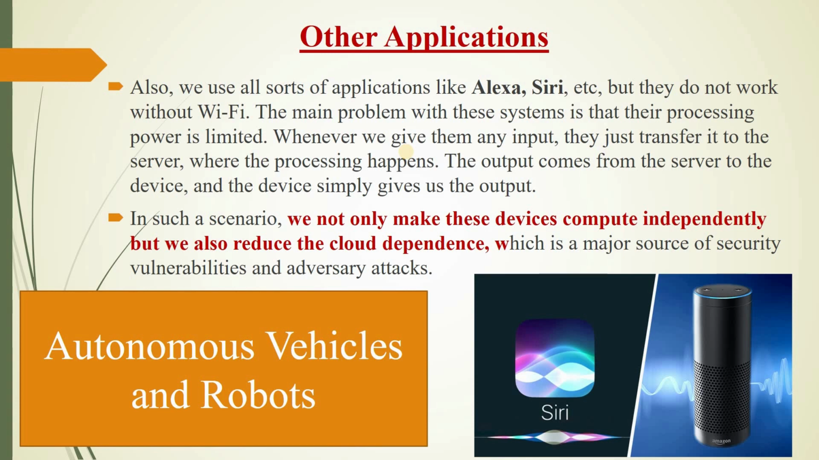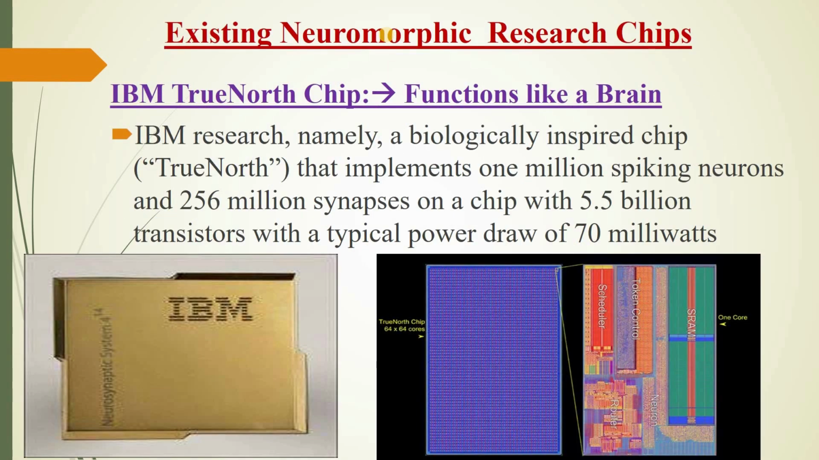Applications like autonomous vehicles and robots are generally power hungry devices. If you use neuromorphic chips in autonomous vehicles and robots, they will consume very little power. So within a short time, we are going to get our required applications. So these are the applications.